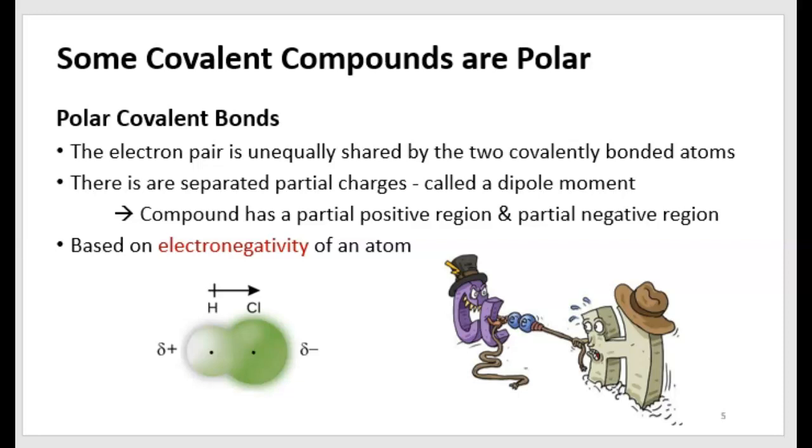So you can see in this cartoon, between the chlorine and the hydrogen, that's a covalent bond. But the chlorine is hogging the electrons, or pulling harder on the electrons. It has a higher electronegativity. Therefore, there's a partial, sort of, negative charge on the chlorine, and a partial, or sort of, positive charge on the hydrogen.